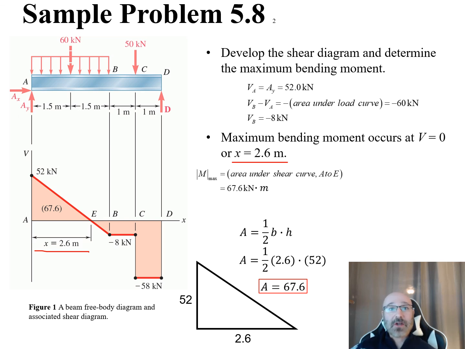And now we can see that the absolute value of our max moment right there, when our v is equal to 0, and that's the max bending moment, is equal to the area under the shear curve from A to E, which is the area of that triangle we just calculated, 1/2 base times height. So 1/2 base times height is 1/2 of 2.6 times our 52 right there. So that's where we got that value right there for our M max is equal to 67.6 kilonewton meters.